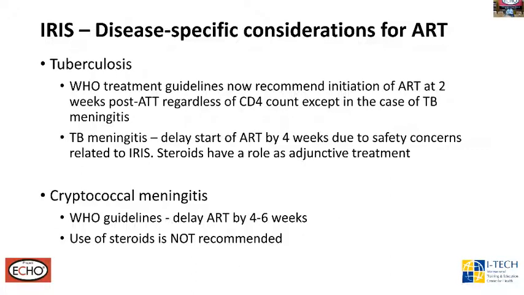And in TB meningitis, because of that risk of intracranial IRIS and good research evidence that there are poor outcomes if antiretroviral therapy is started too soon, the recommendation is to delay the start of treatment by about 4 weeks. And steroids do have a role in the management of TB meningitis, which is different from cryptococcal meningitis, in which steroids are not recommended because they have not been shown to be of any benefit. And the WHO guidelines similarly, because again, that high mortality picture we saw, almost 1 in 5 persons with cryptococcal meningitis IRIS die from it, recommend that antiretroviral therapy be delayed by somewhere between 4 and 6 weeks.